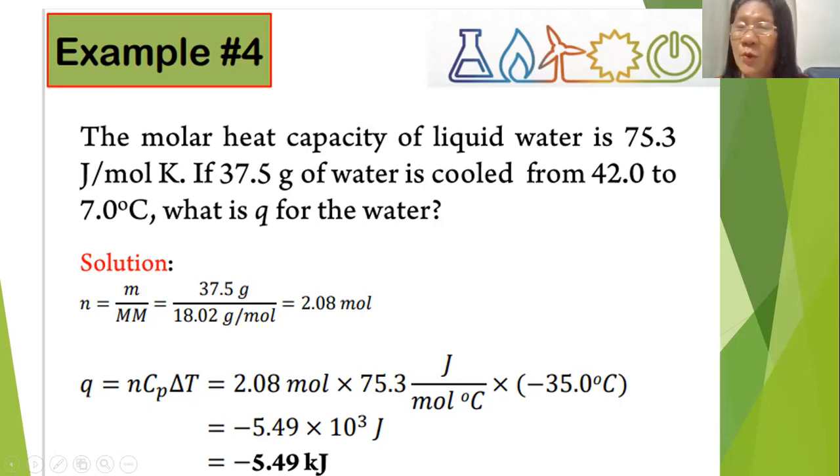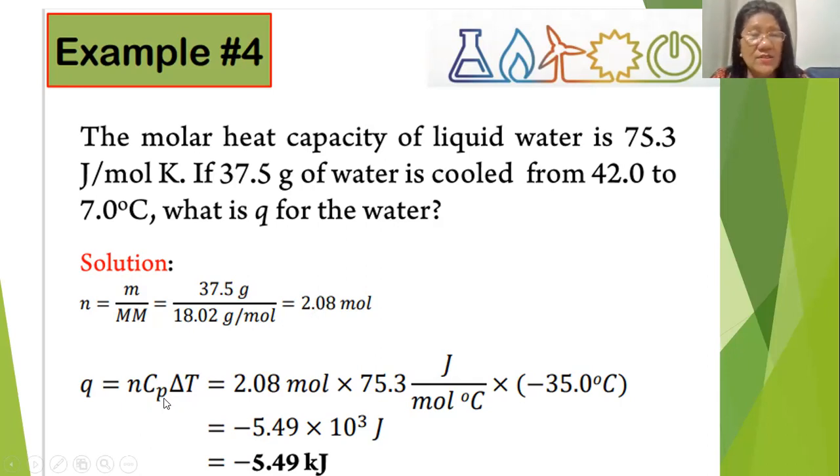What's the molecular weight of water? It's 18. Why 18? How many atoms of hydrogen? That is 2, and the molar mass of hydrogen is 1, so 2 times 1. Then oxygen has 1 atom, and its molar mass is 16. 2 plus 16, 18. So 37.5 grams divided by the molar mass of 18.02 grams per mole. Cancel the gram and the mole. Therefore, 2.08 mole.